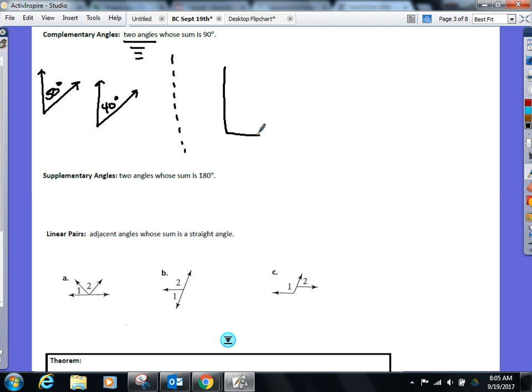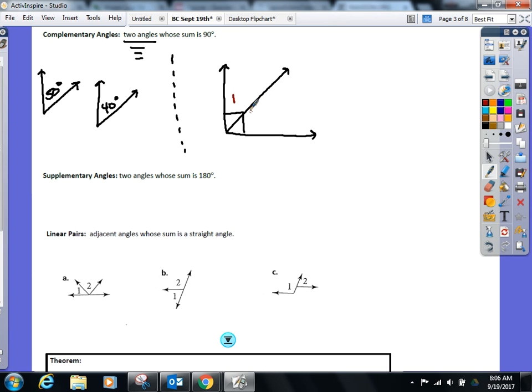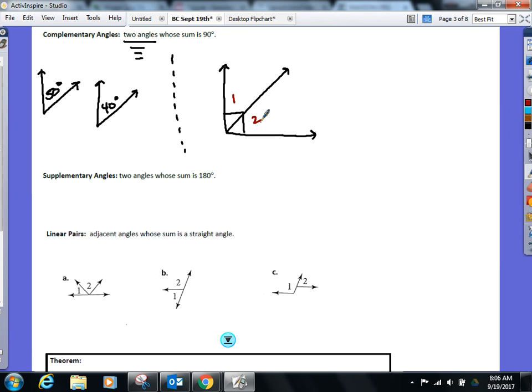Here's where you're going to start seeing, now that you're in high school and honors geometry. Does everyone see my second diagram? Angles 1 and 2 would be complementary. How do I know they add to 90? What tells me it's 90? Joanna? The square symbol. Yep. So start getting used to it.